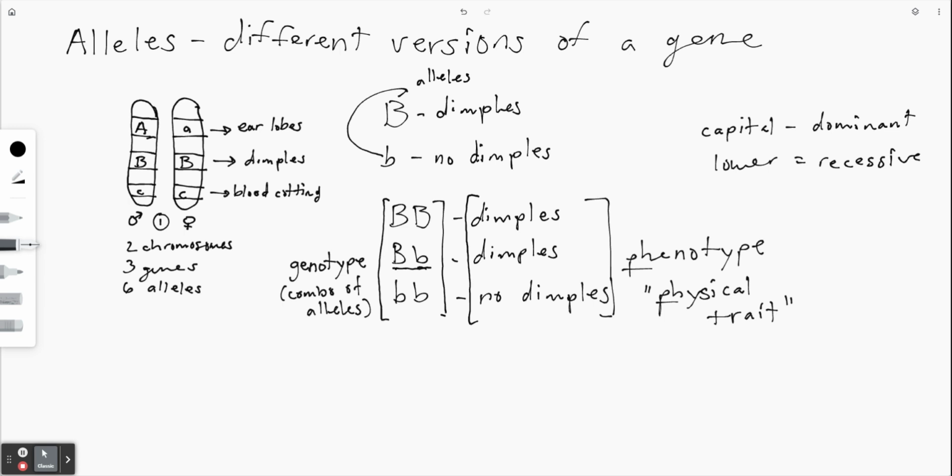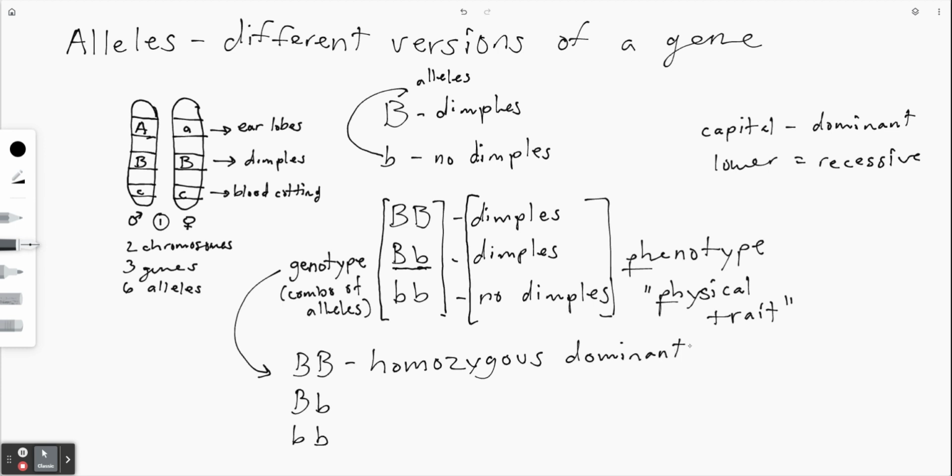So kind of one last thing to talk about here is there are names for these different genotypes that I'm going to refer to them as. So let's write these again. Big B, big B, we are going to call homozygous dominant. And I bet you can guess what little b, little b is going to be called, which is homozygous recessive.